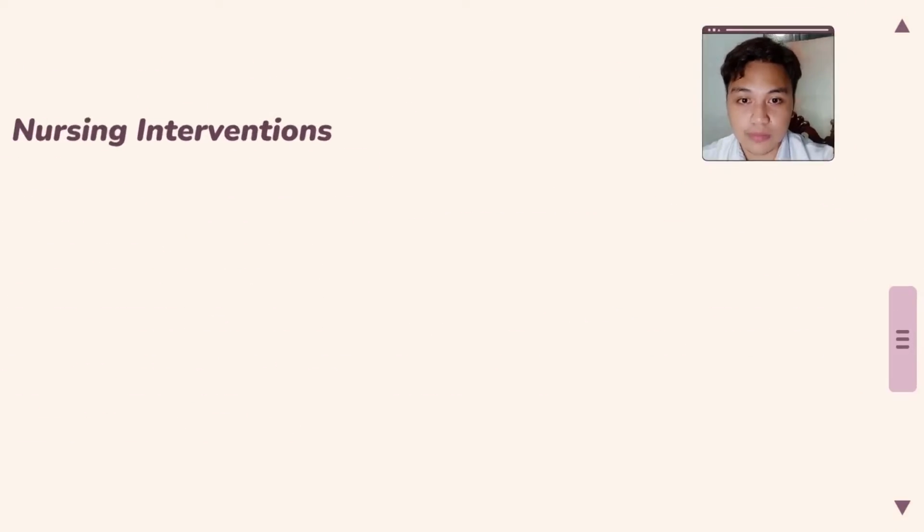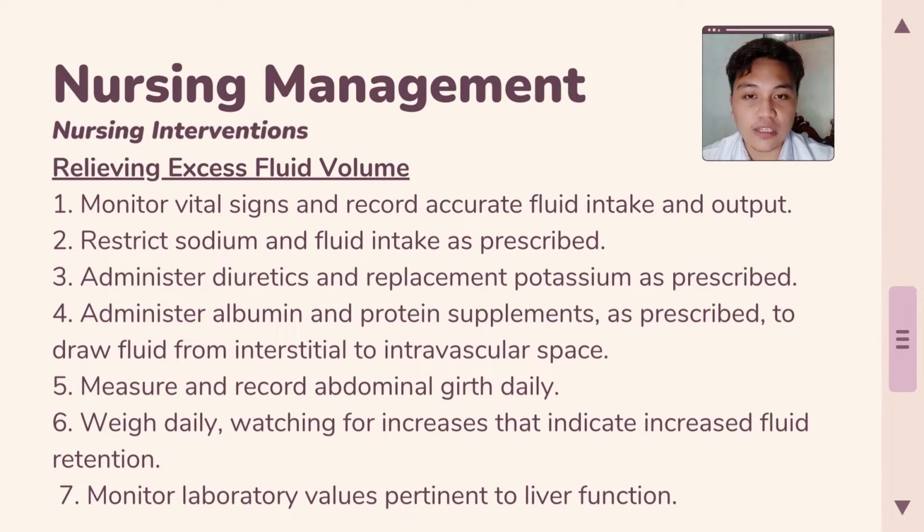Next on our list for nursing intervention is relieving excess fluid volume. First, we're going to monitor vital signs and record accurate fluid intake and output. Second, restrict sodium and fluid intake as prescribed. Third, we're going to administer diuretics and replacement of potassium as prescribed.